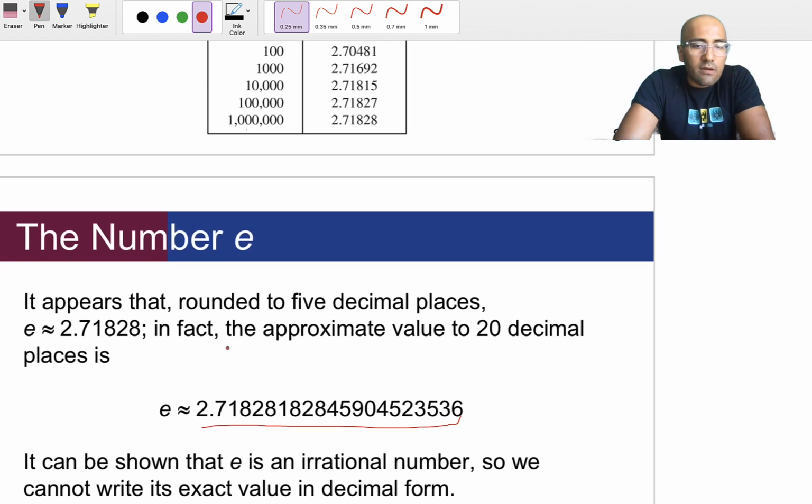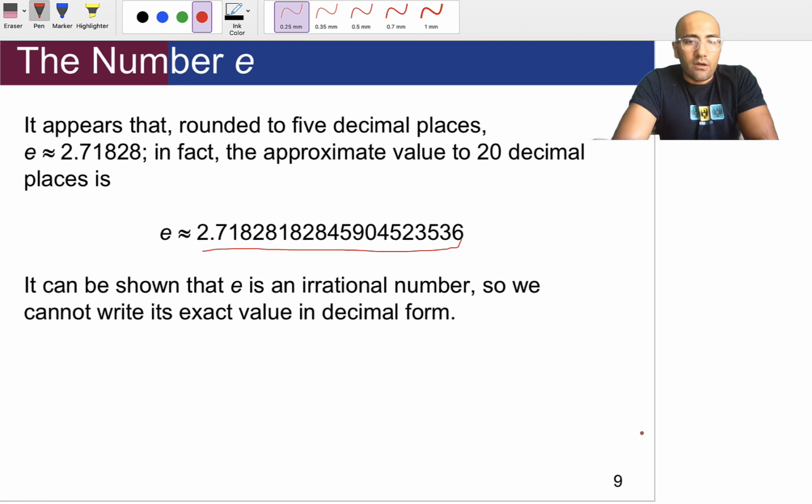For us, we normally are fine with 3 or 4 decimal places of accuracy for the most part. But if you really want to get more accurate, then you can get more decimal places of e. You can get as many as you want, depending on the value of n. Good? Any questions at all?